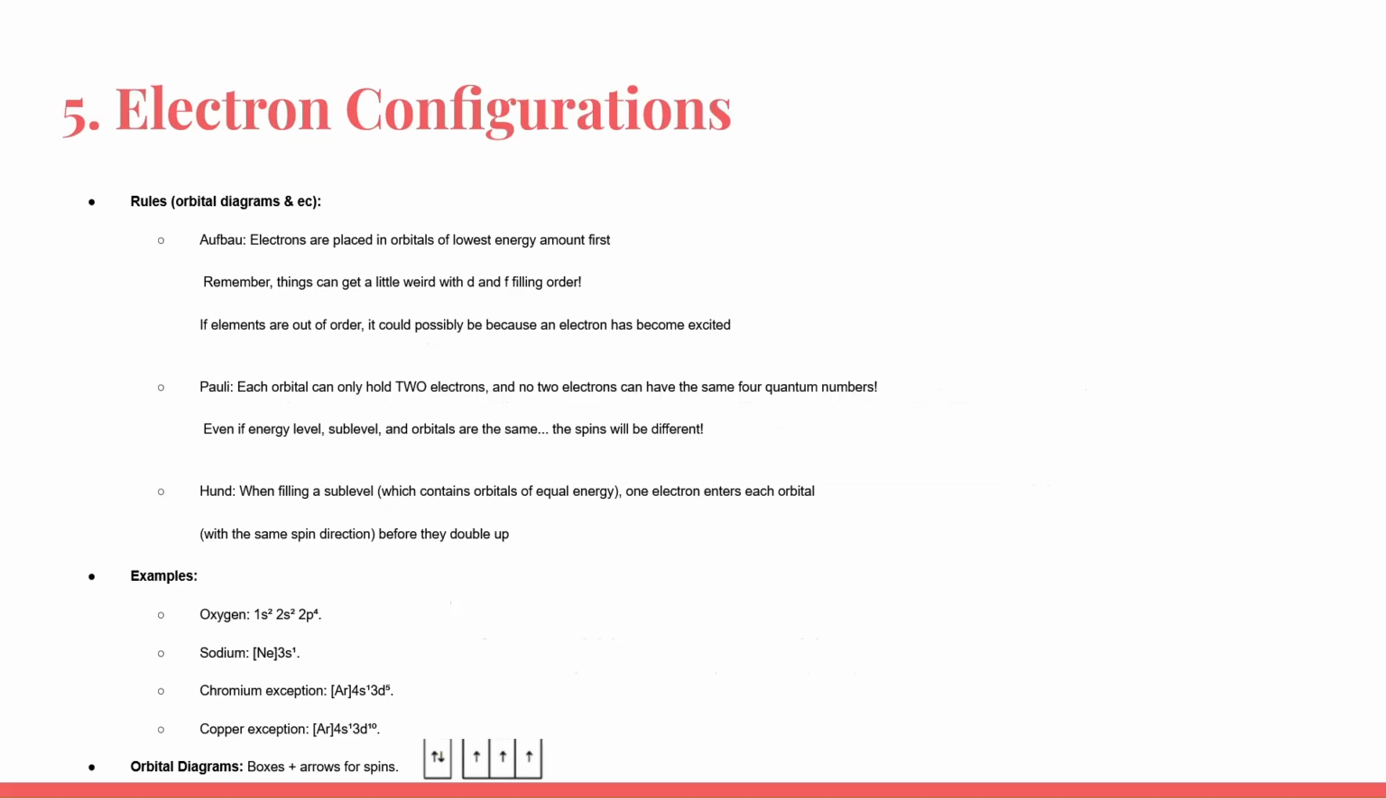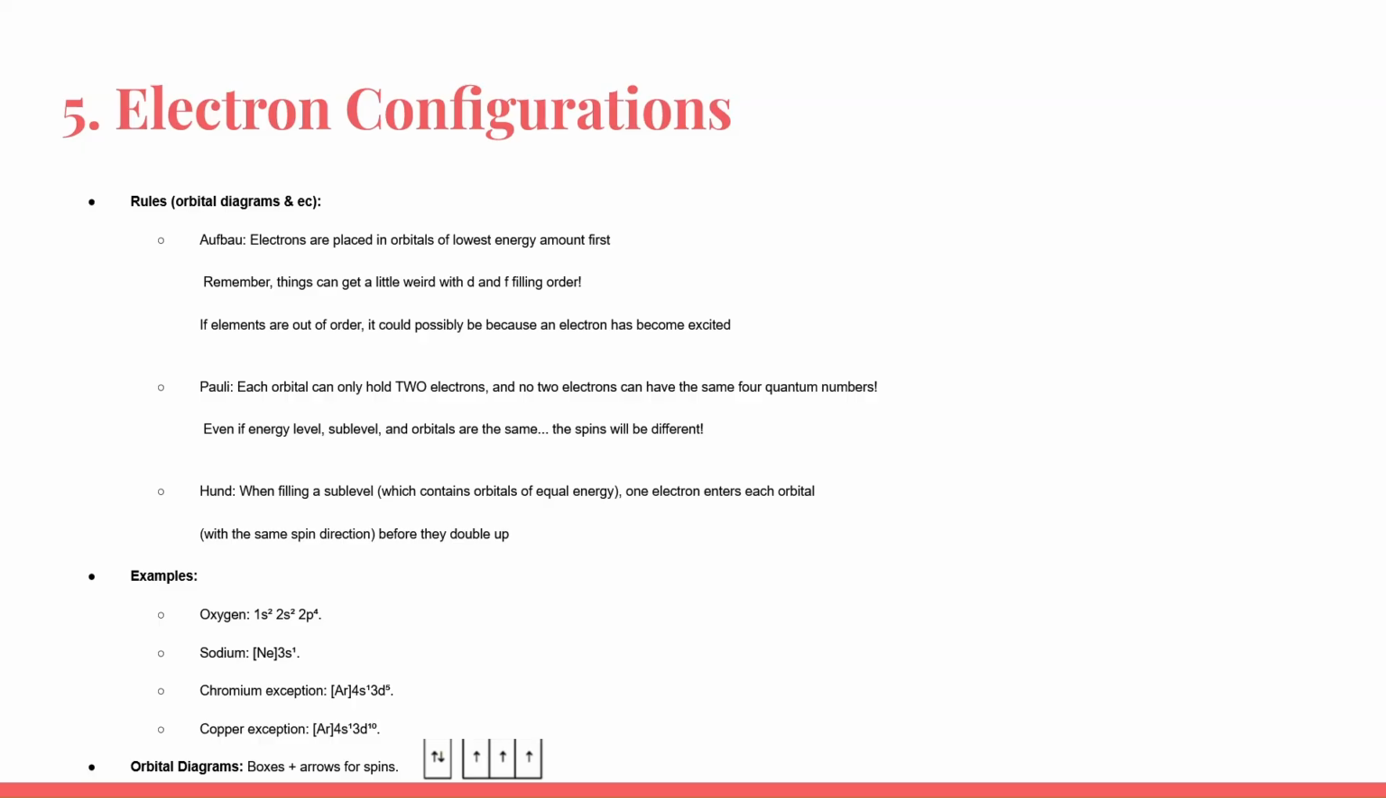Anyways, electron configurations. So we have the rules, orbital diagrams, and EC. The Aufbau rule is that electrons are placed in orbitals of lowest energy first. Remember, things can get a little weird with D and F filling order. If elements are out of order, it could possibly be because an electron has become excited.